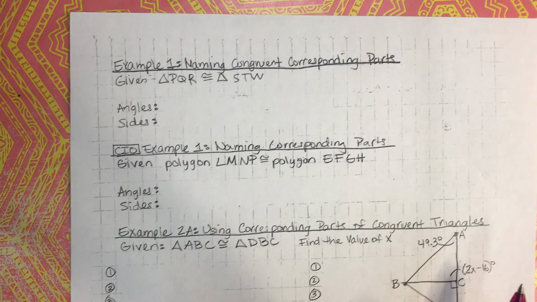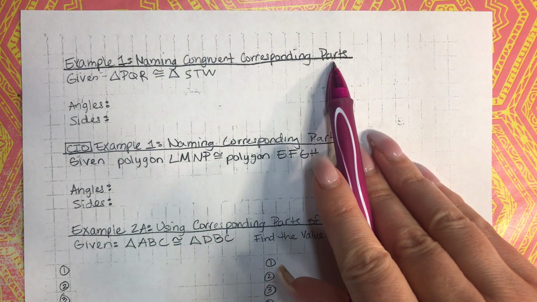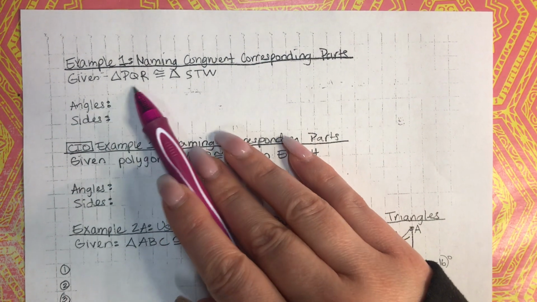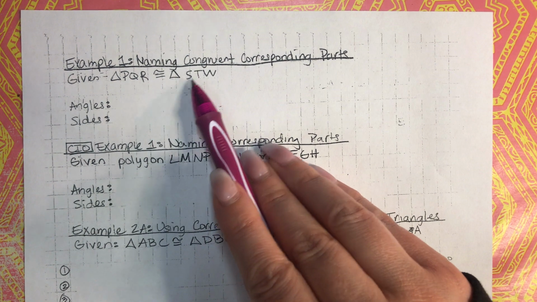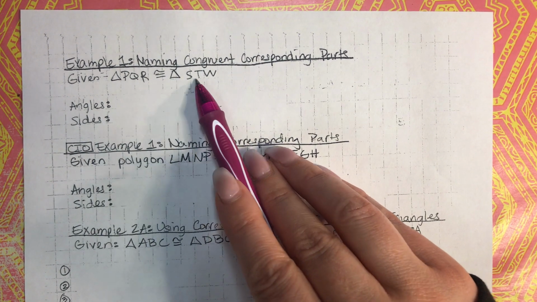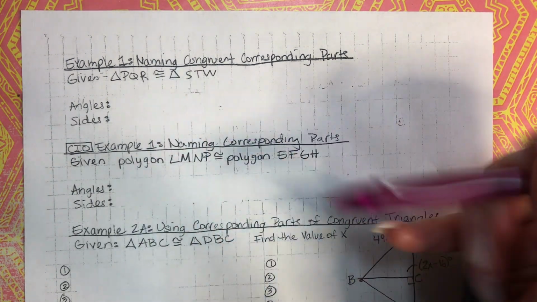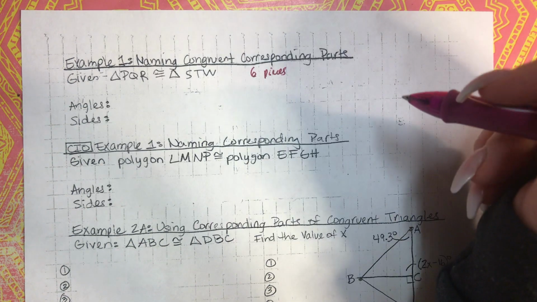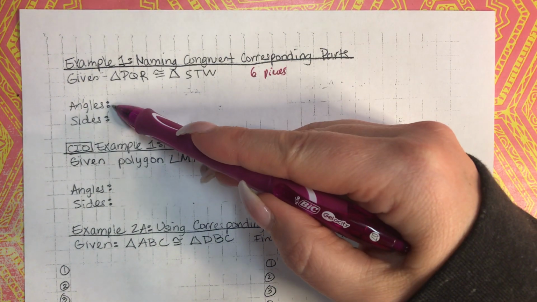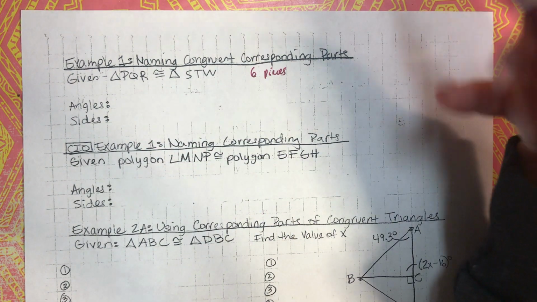Okay, so example 1 is about naming congruent corresponding parts. We're given this: triangle PQR is congruent to triangle STW. This means that we have 2 triangles that are congruent, so there are 6 pieces of information from this one statement. What we have to do is list the 3 sets of corresponding angles and also the 3 sets of corresponding sides.